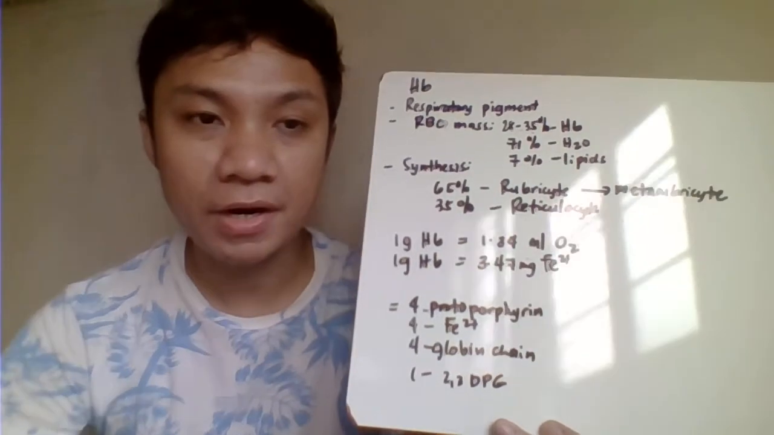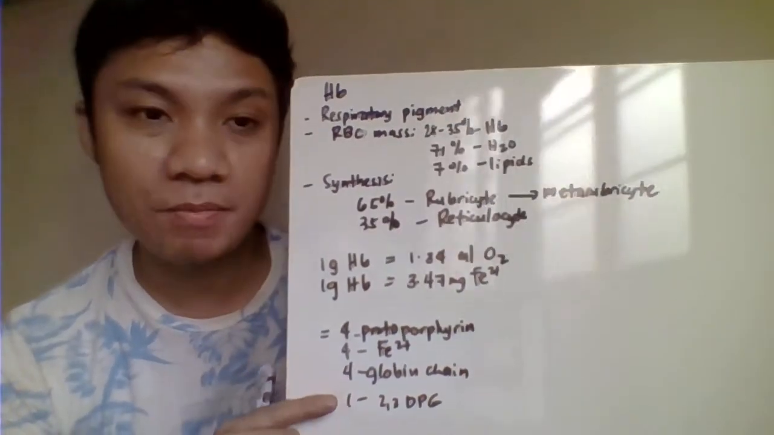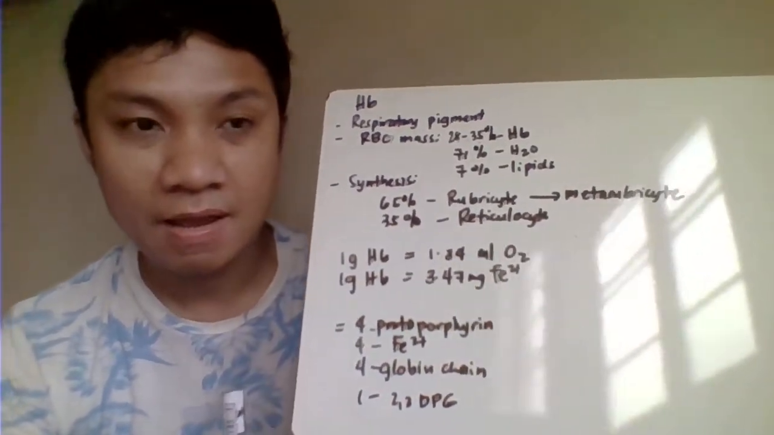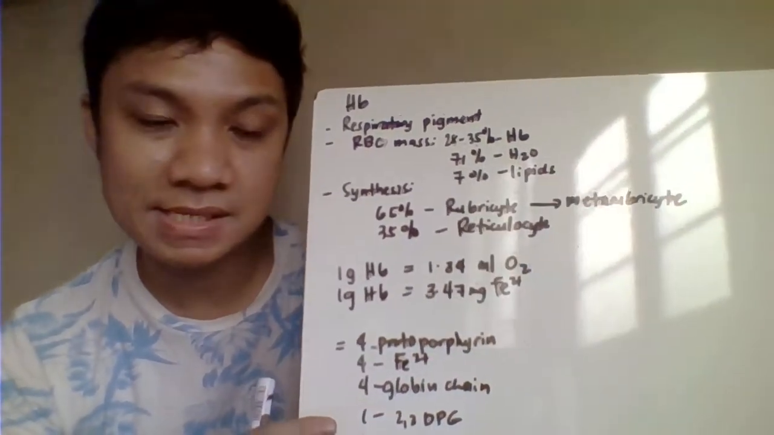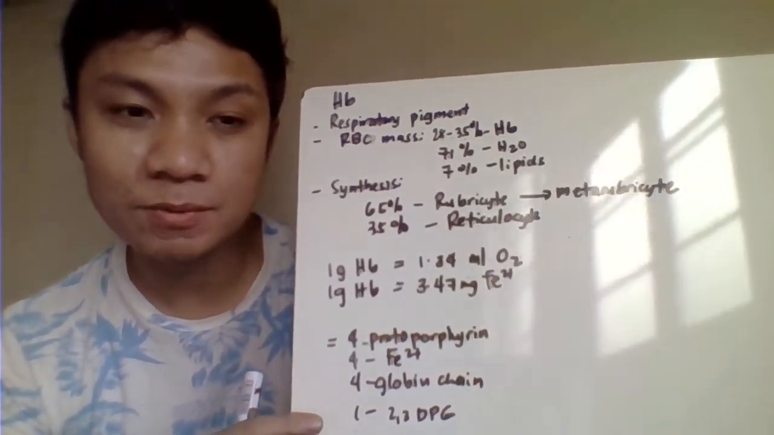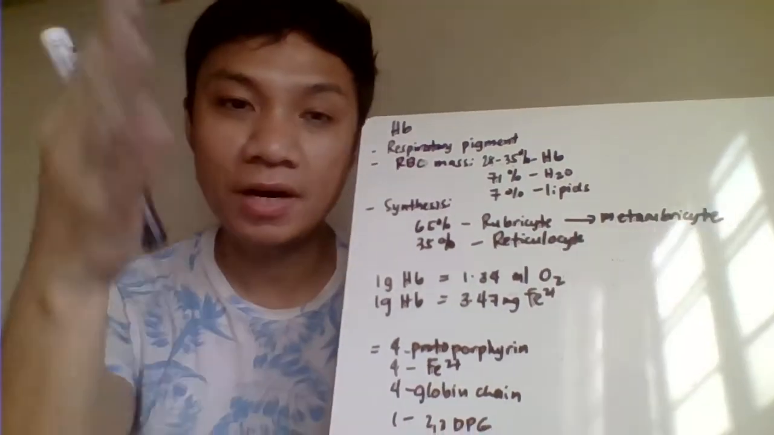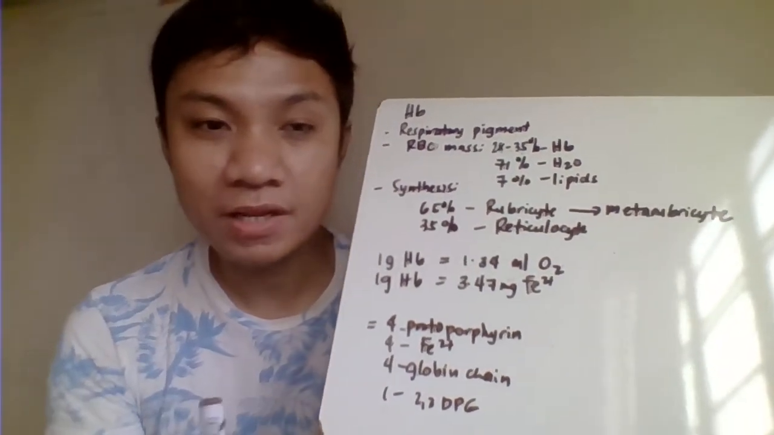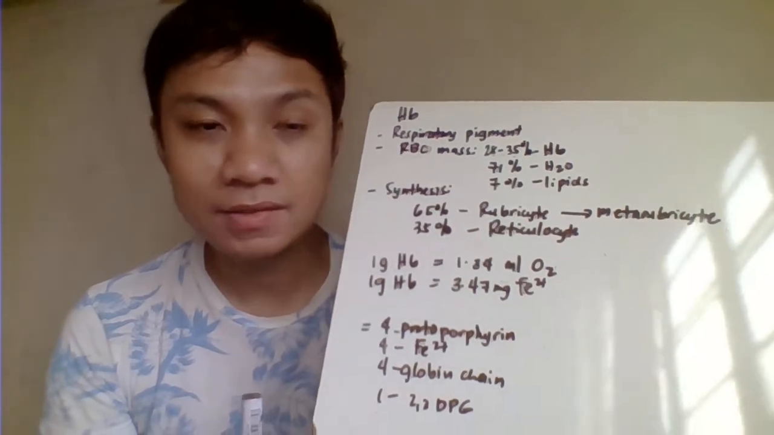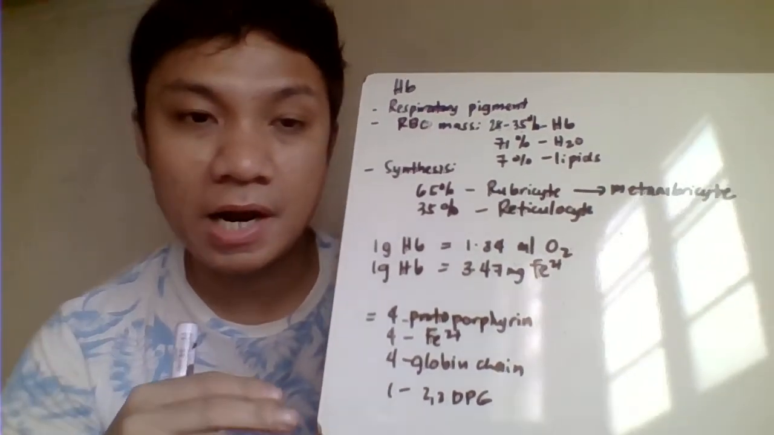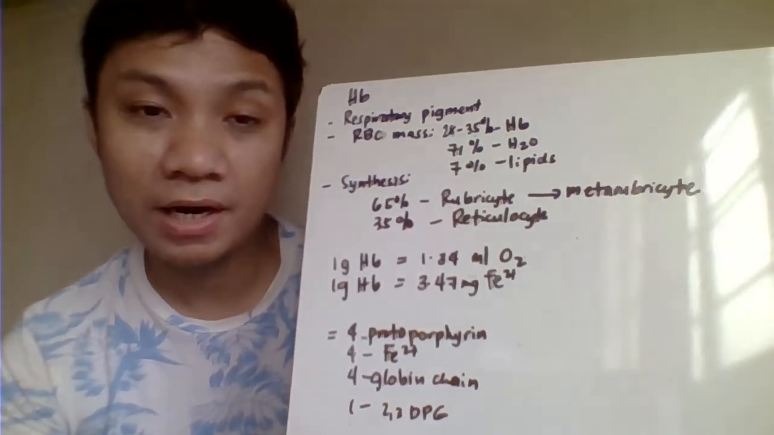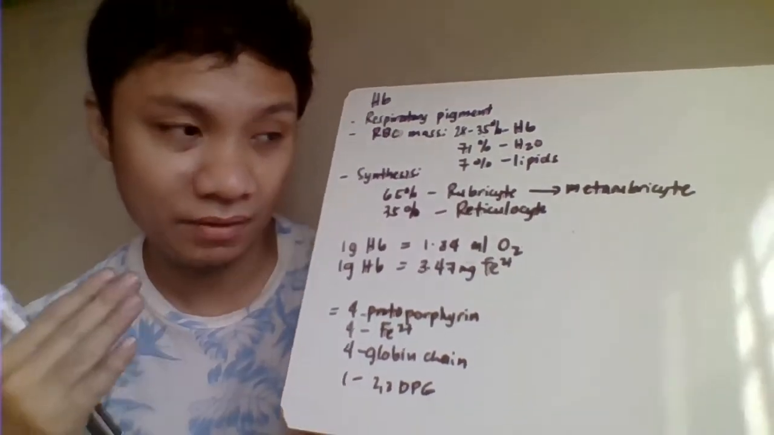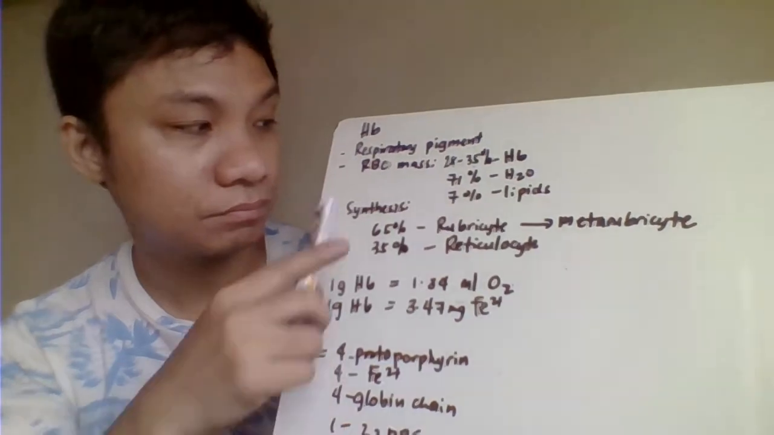Okay, now we go to your hemoglobin. So our hemoglobin is a respiratory pigment. It's a pigment that transports our blood gases. Again, your hemoglobin transports your oxygen from your lungs and delivers that to your tissues. And at the same time, it also transports your carbon dioxide from your tissues and delivers that to your lungs for eventual excretion.